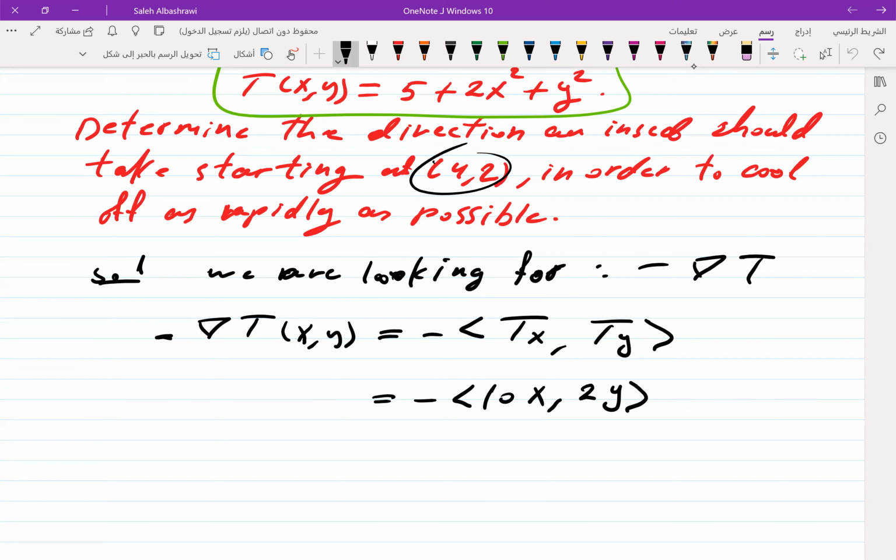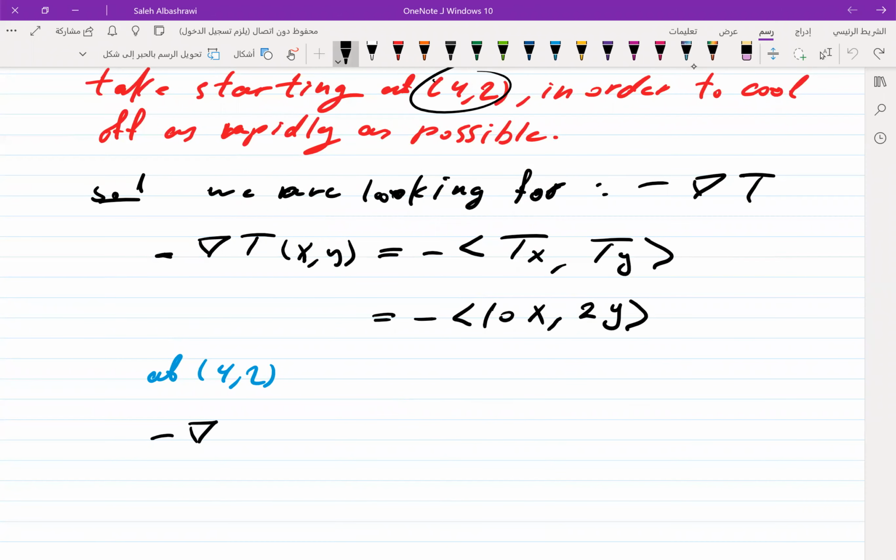Now at the given point (4, 2), I will have minus the gradient of T at the point (4, 2) equal to, taking the negative sign inside, minus 10 multiplied by 4, which is minus 40. 2y with y equal to 2, I will have minus 4. So minus 40, minus 4.